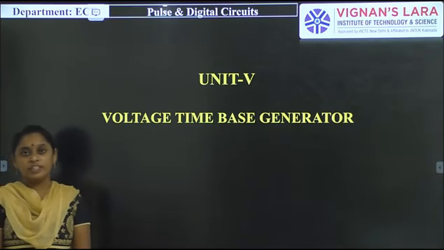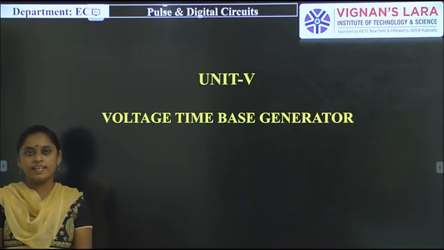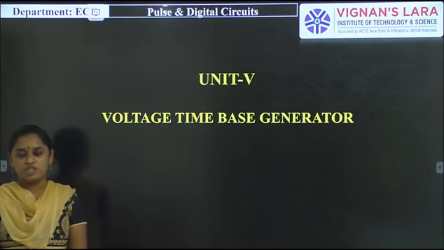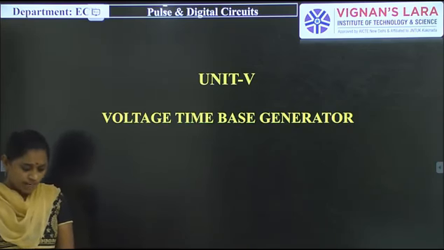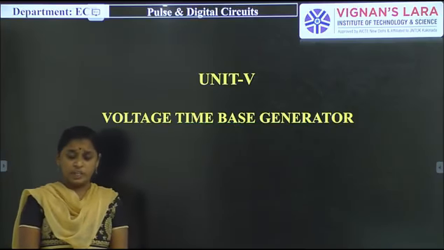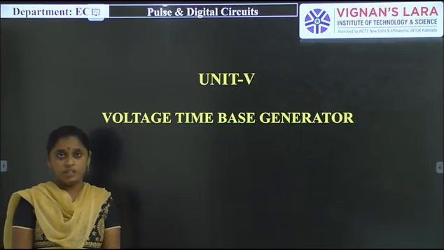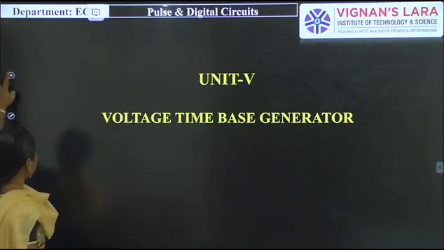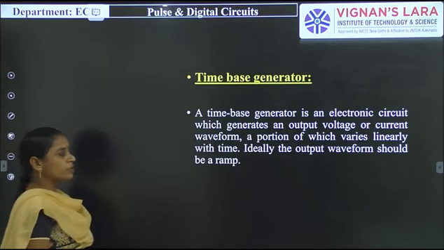So, in this session, we discuss unit 5, that is the voltage time base generator. Before discussing the voltage time base generator, we have to discuss what is meant by a time base generator, what is its major application, and where we go for it. Simply, a time base generator is an electronic circuit which will produce an output waveform.